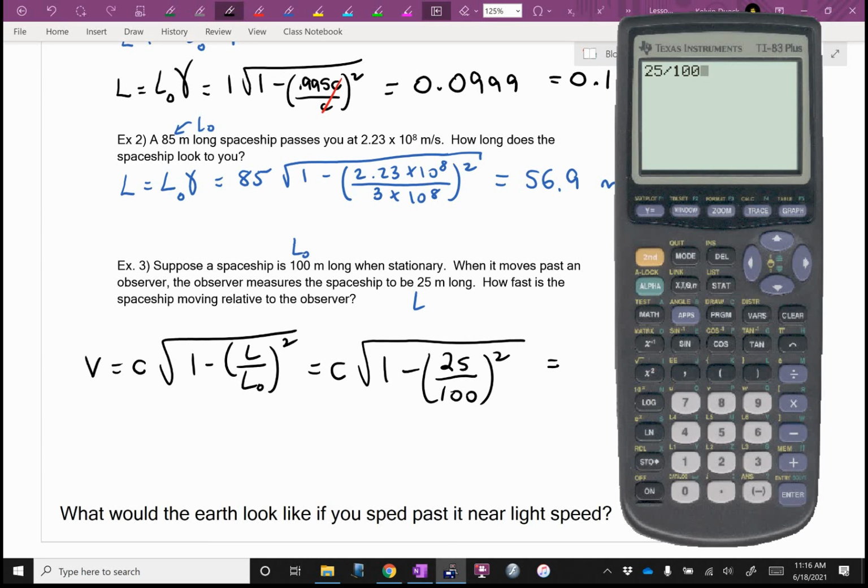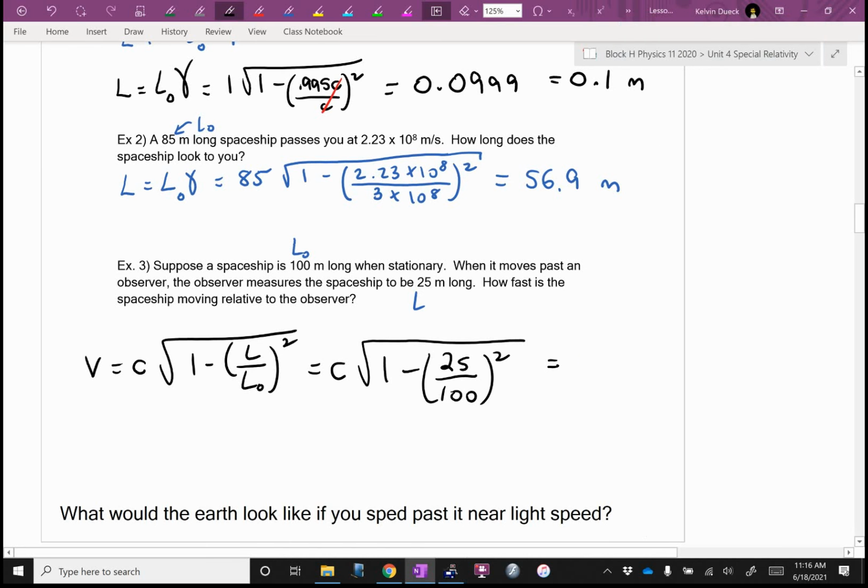What was that? .968? Let's go to 4 sig figs because we can. 9682. So 96.82% of the speed of light would give you a 4-to-1 time dilation factor and a 4-to-1 length contraction factor. Okay.